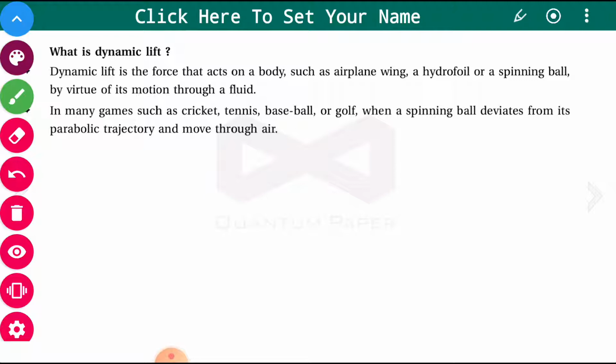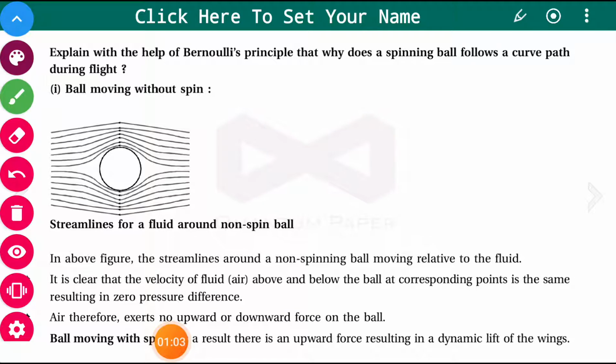In many games such as cricket, tennis, baseball, or golf, when a spinning ball deviates from its parabolic trajectory and moves through air, that is because of this dynamic lift. Okay. Now explain with the help of Bernoulli's principle why a spinning ball follows a curved path during flight.